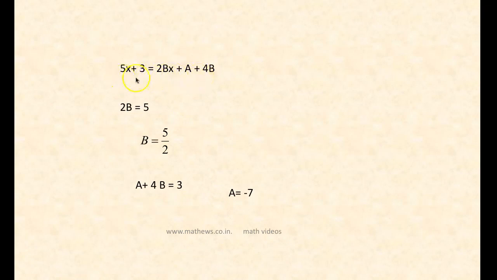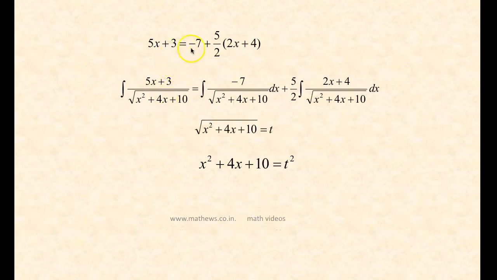Coefficient of x here is 5, coefficient of x is 2b. So 2b is 5 implies b is 5 by 2. The constant term here is 3, constant term here is a plus 4b. So I get a plus 4b as 3, substituting for b I get a as minus 7. So you get 5x plus 3 is minus 7 plus 5 by 2 into 2x plus 4.